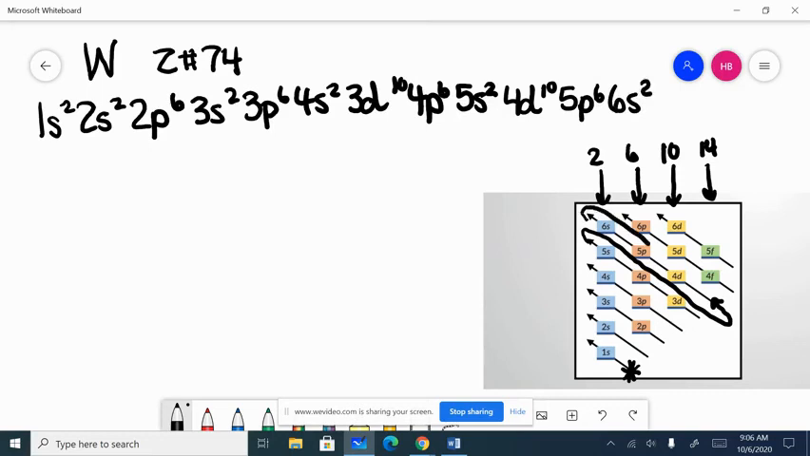And after 6s2, here's where it becomes new. We're now going to dip to the bottom part of the periodic table of the elements, and that's going to be 4f14. So after 6s, after barium, we go to lanthanum, and that's the lanthanum series in the rare earth metals or the inner transition metals. After that, we're going to go back to the upper part of the periodic table and pick up at number 71.